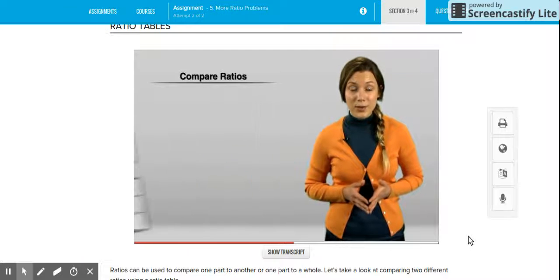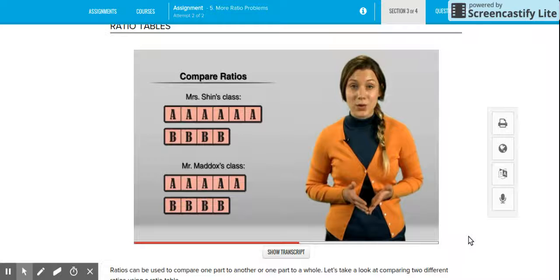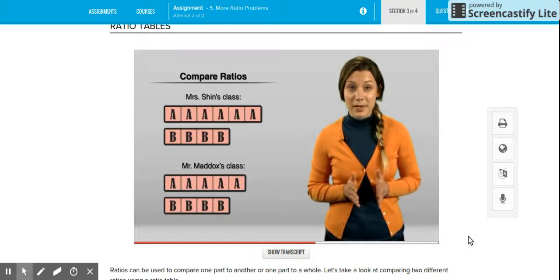We can also create tape diagrams to help us visualize this comparison. In these diagrams, we see that although there are the same number of B's in each class, Mrs. Shin's class definitely has more A's.